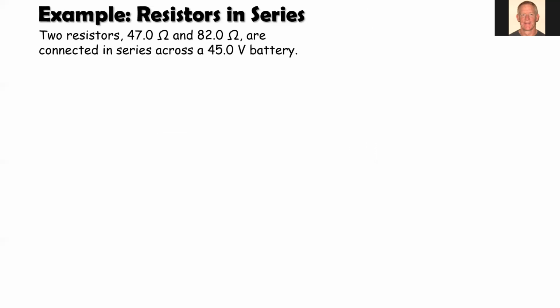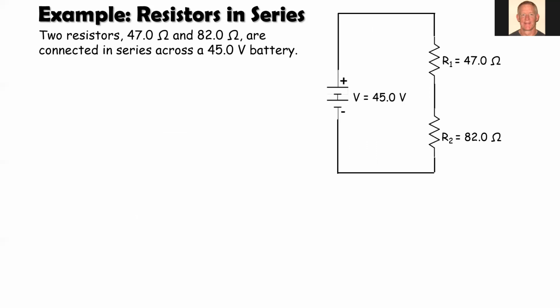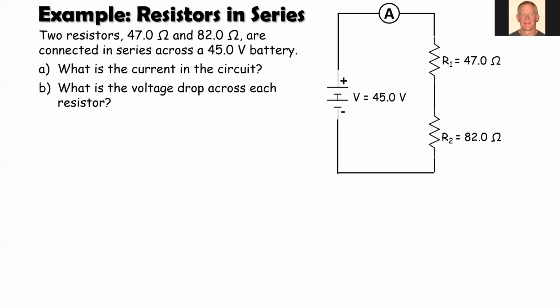So let's look at another example. We have 2 resistors, 47 and 82 ohms, and they're connected in series across a 45-volt battery. So here's our schematic that shows that: 2 resistors in series, connected end to end. And we want to find what is the current in the circuit. So if we put our ammeter here to measure it, what is it going to read? What is the voltage drop across each resistor?